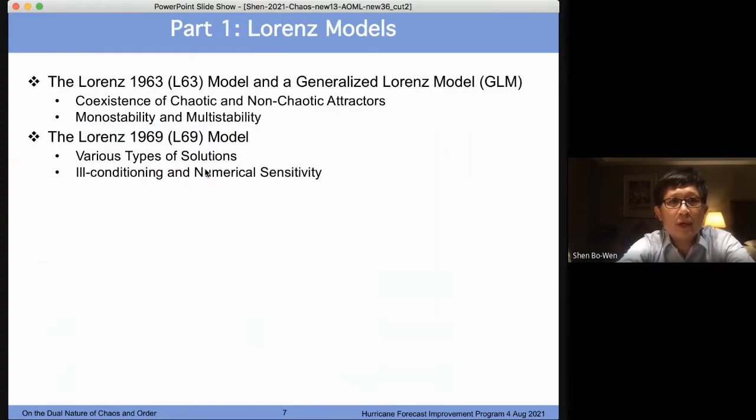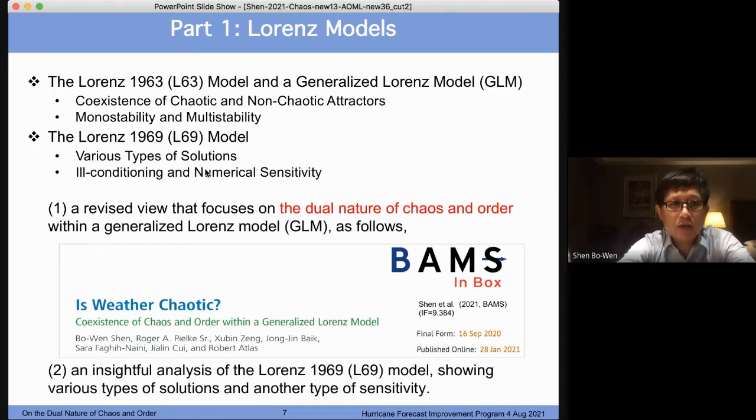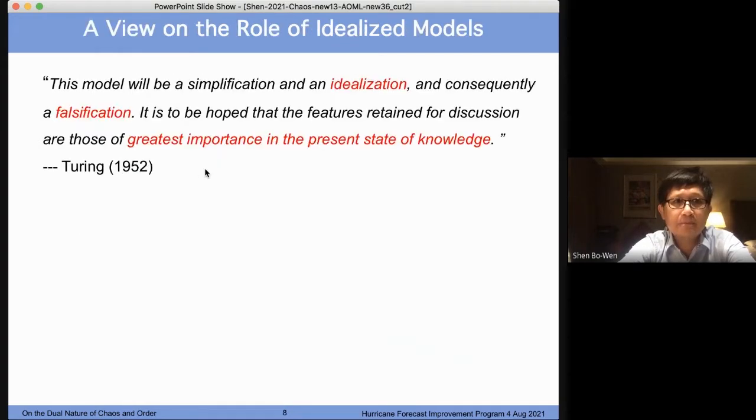In part one, we are going to review major features of Lorenz models in order to provide a revised view that focuses on the dual nature of chaos and order. The article entitled "Is Weather Chaotic?" was just published in Atmosphere earlier this year. And later, we're going to provide an insightful analysis of L69 models showing various types of solutions and another type of sensitivity.